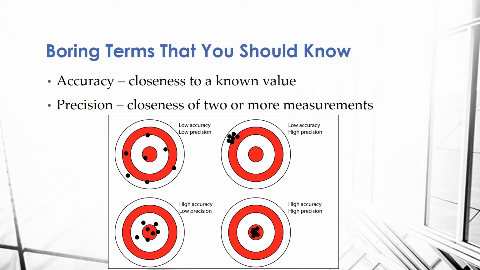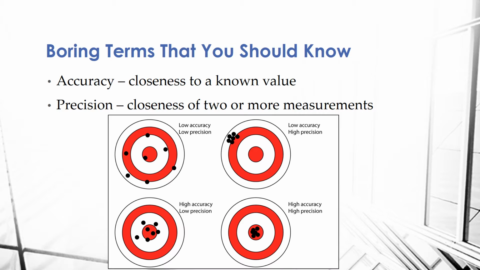And we look at precision. This is the closeness of two or more values. And this isn't in regards to a known, so this is just the closeness of two or more measurements. So the best one to look at is that one in the top right, where you can see all the measurements are kind of grouped together. That would be considered highly precise.